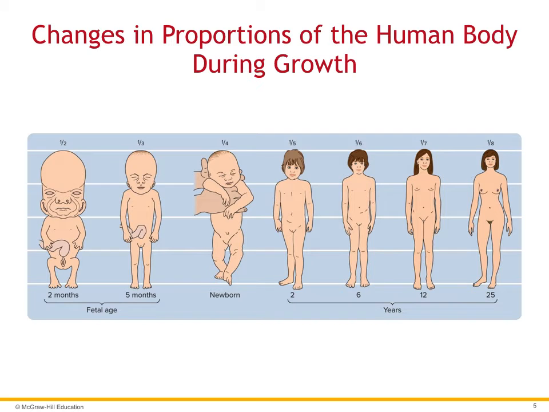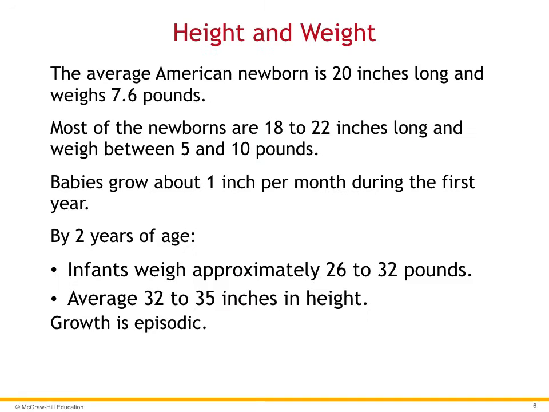This is a pretty interesting graphic about the changes in proportions of the human body during growth. One of the biggest key features to notice is the head, how much smaller our heads get throughout our lives in proportion to our bodies. Also looking at the torso and the arms, just how things will eventually change as we grow.